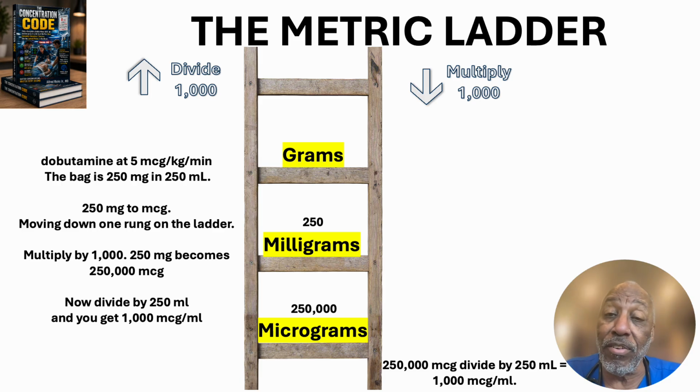Start with 250 milligrams. You want micrograms. You're moving down one rung on the ladder. Multiply by 1,000. 250 milligrams become 250,000 micrograms. Now divide by 250. That gives you 1,000 micrograms per milliliter. Every milliliter of the bag contains 1,000 micrograms of dobutamine. You got there in 2 steps using the ladder, no complicated calculations needed.